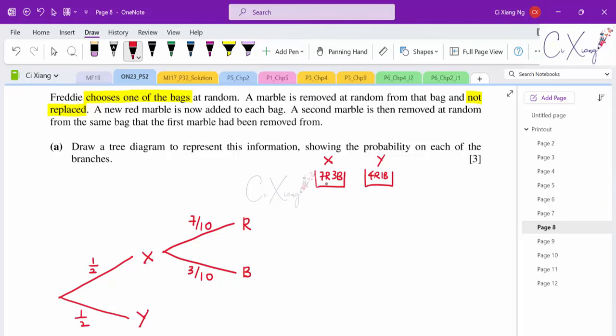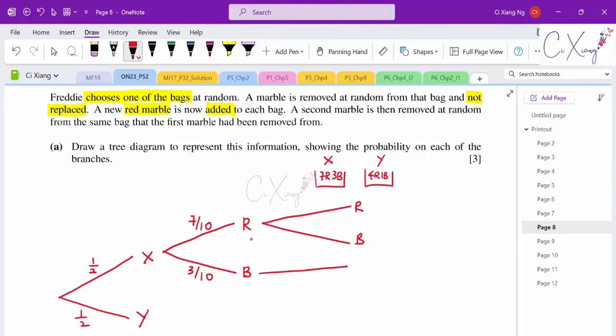So after you take out the first marble, you don't replace it back. But one red marble is added into the same bag. And now we want to select the second marble from the same bag again. Therefore, let's say you have bag X. After you select the first marble, you have the result of getting the second marble. This is also the same thing.